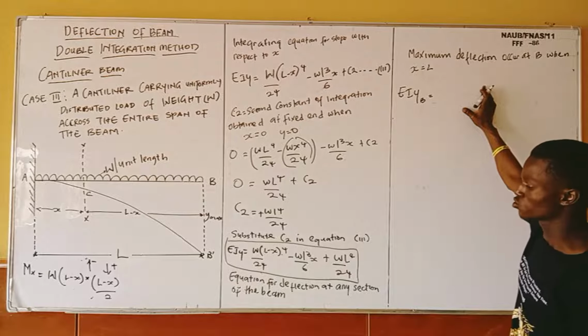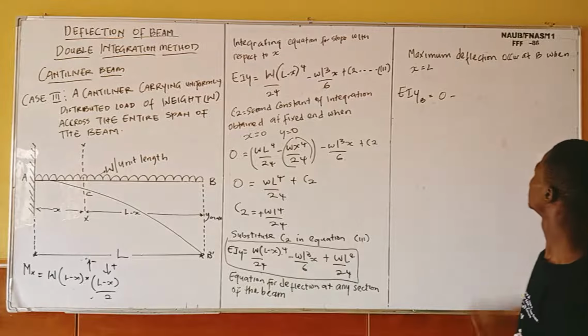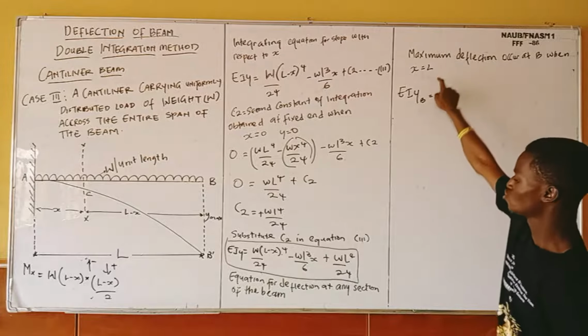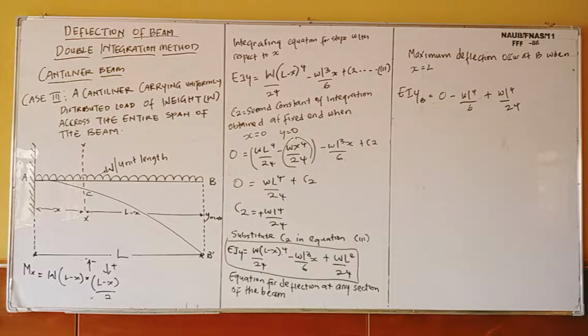By substituting L into this equation, L minus L will be 0. Definitely all of this is going to cancel. So here I have 0 minus, when X equals L, L cubed multiplied by another L, WL^4 over 6, plus. In this case I don't have any X, so I have WL^4 over 24. You understand?